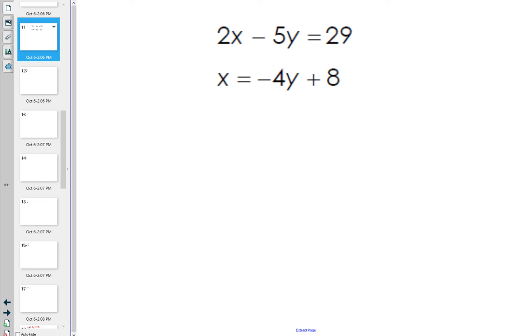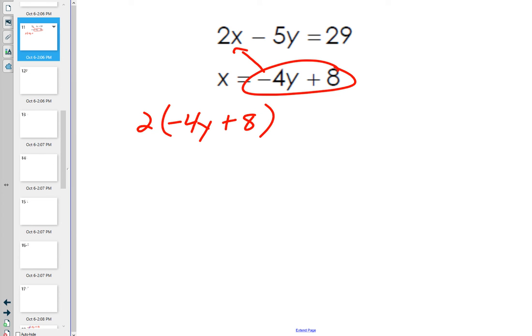Okay, so since the bottom x is solved for, we would plug that into the top x. So 2 times negative 4y plus 8. By the way, we're going substitution. Anybody disagree with that? We have a variable solved for. Then continue to write it, minus 5y is equal to 29. Okay. How many variables do you see?